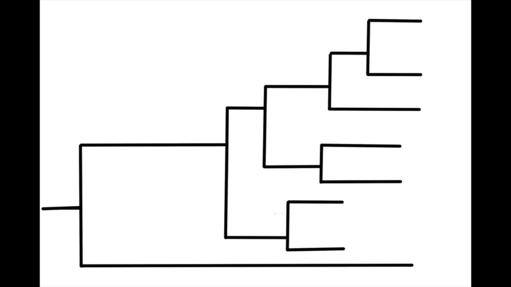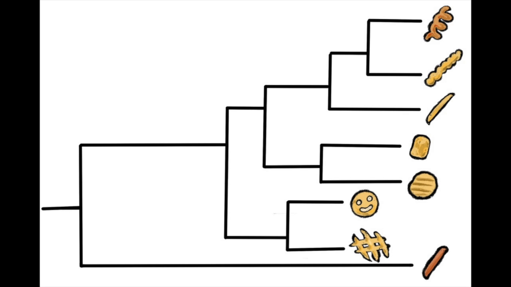In this video, we'll be looking at the physical characteristics of French fries in order to discuss phylogenetic trees. From top to bottom, we have a curly fry, a crinkle cut fry, a standard fry, a tater tot, a cottage fry, a smiley fry, a waffle fry, and finally a sweet potato fry.